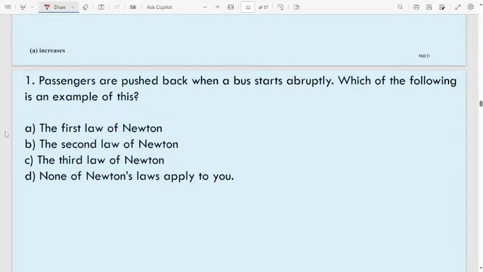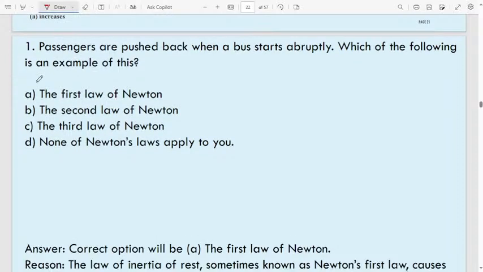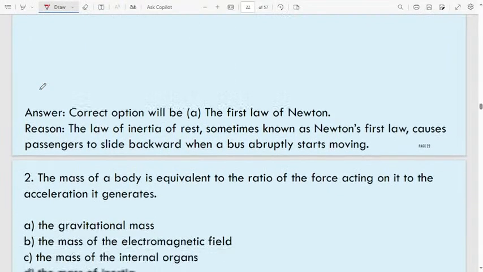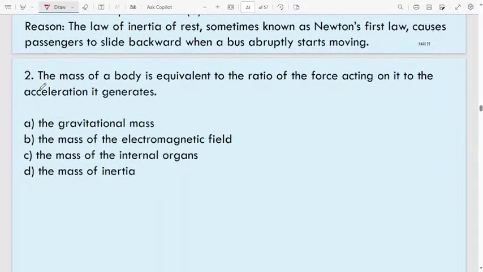Okay, passengers are pushed back when a bus starts abruptly. Which of the following is an example of this? It will be Newton's first law, otherwise the law of inertia of rest also we will consider. Law of inertia of rest or Newton's first law, everything will be the same. Let us move to the next question.